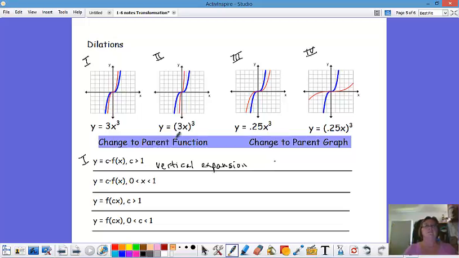And you could think about the change that happens: this one becomes more vertical, or closer to the y-axis. More vertical, closer to the y-axis.